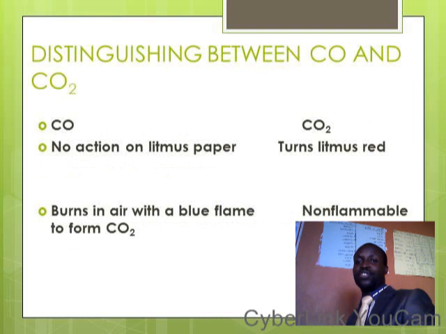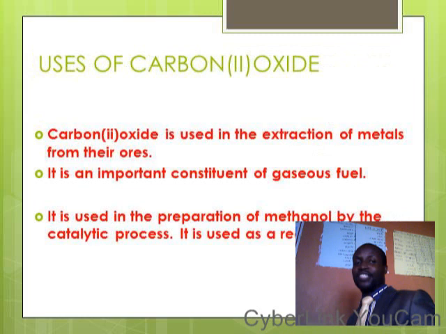Now, differences between carbon 2 oxide and carbon 4 oxide. You can see carbon 2 oxide is here, carbon 4 oxide is at the other side. Action on litmus paper. You can see that this one will turn blue litmus paper red. This one has no action on litmus paper. This one burns in air to give blue flame. This one is non-flammable. Please put it down and put it in your mind.